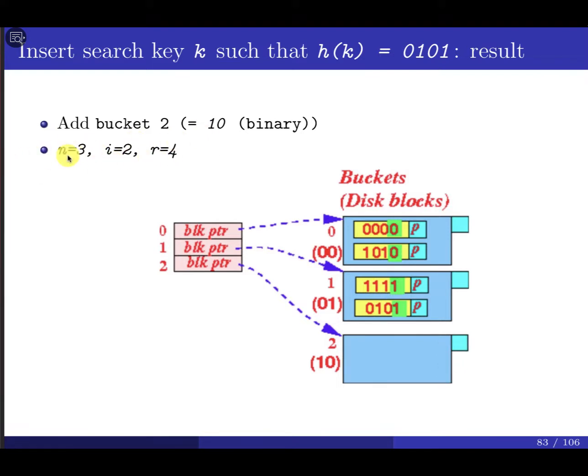These parameters are very important. You have to update them every time you modify something, every time you insert a new tuple in the relation, or something changed. Then the value of r is 4. Now I add a new bucket.